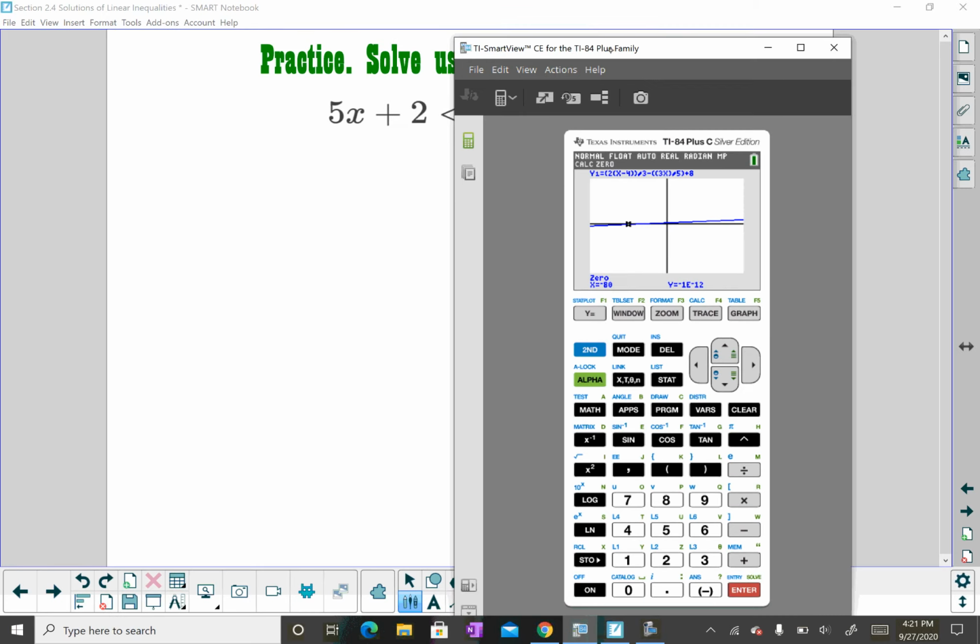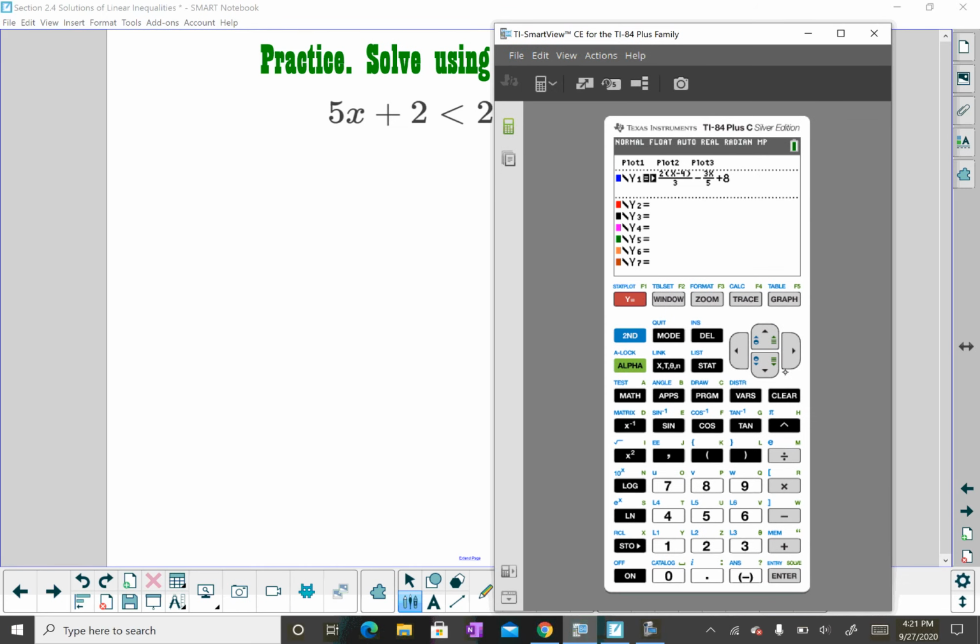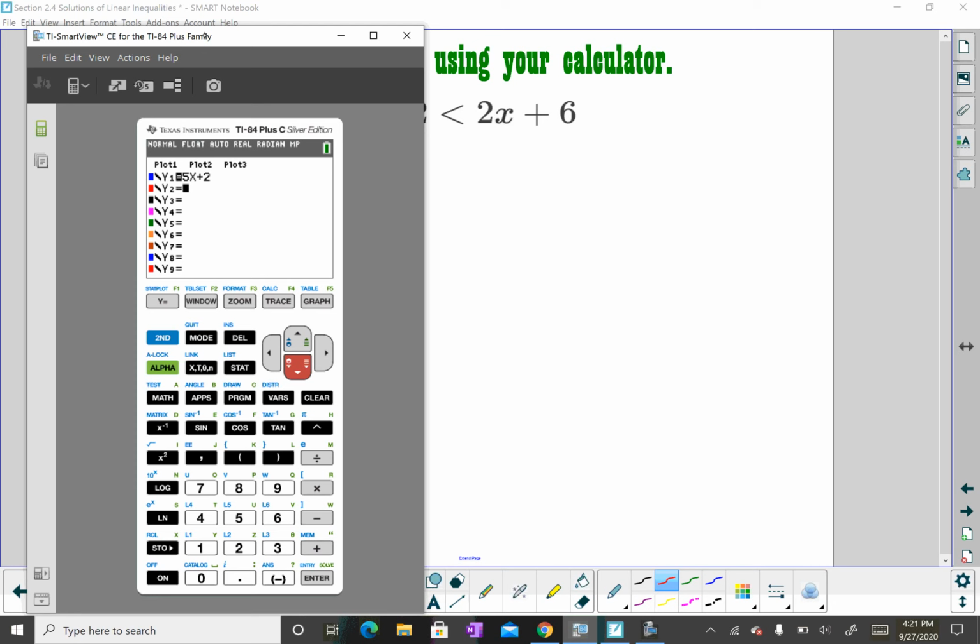All right, I'm going to use the intersection method, y equals. I'm going to clear out what I had in there. My first piece is 5x plus 2, and my second piece is 2x plus 6. I'm going to just hit zoom 6 to go back to my standard window, and I'll zoom out if I need to. Actually, I can see the intersection here already, so we're good.